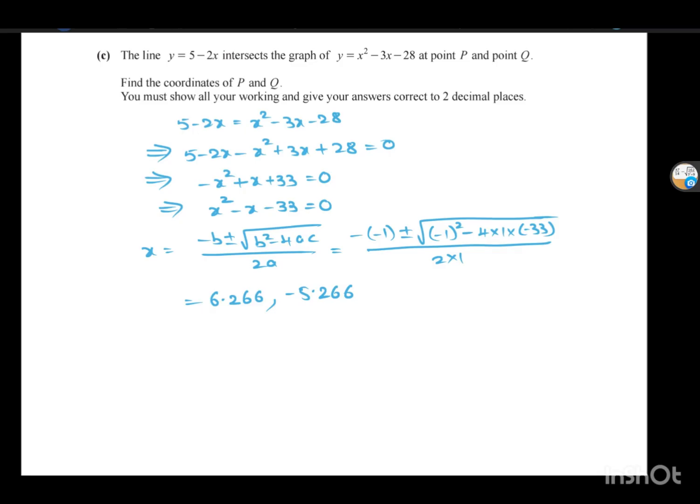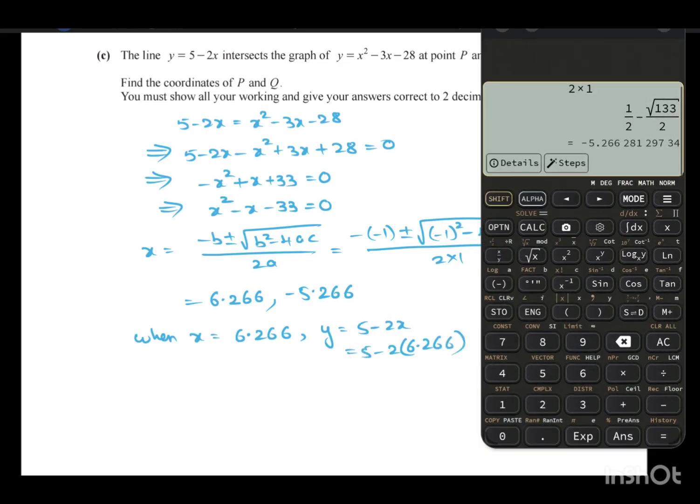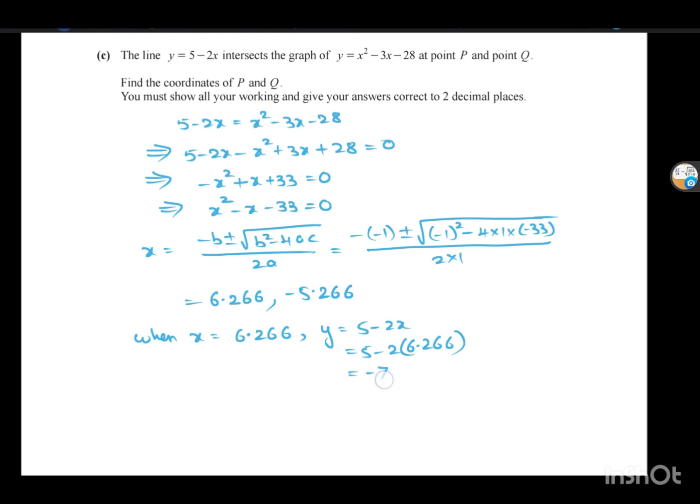These are the values of x now. Using these values, now find the value of y. So when x is 6.266, y will be 5 minus 2x. So 5 minus 2 into 6.266, 6.266 minus 7.532, minus 7.532 is the value of y.